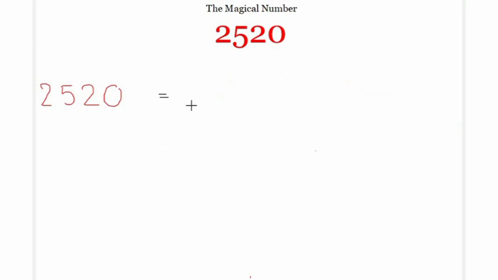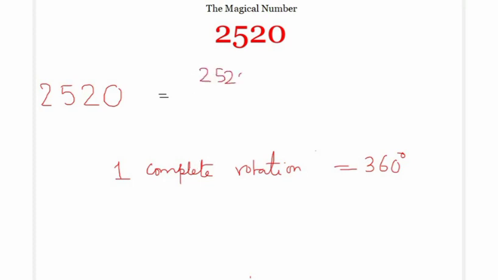We also know that one complete rotation is equal to 360 degrees. So one complete rotation is equal to 360 degrees. In order to get 2520 degrees, it is required to take a rotation of 7 times. So it's very important to rotate 7 times to get 2520 degrees.